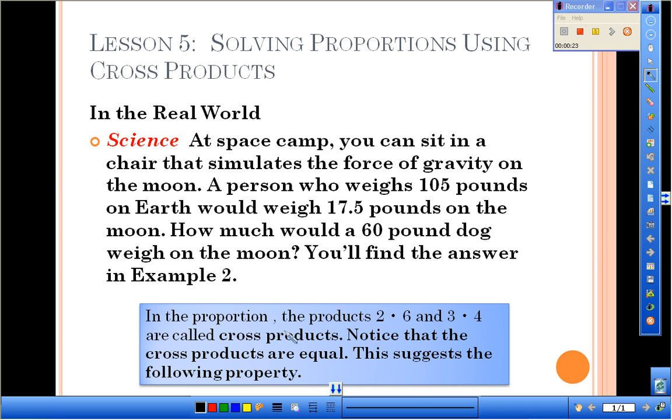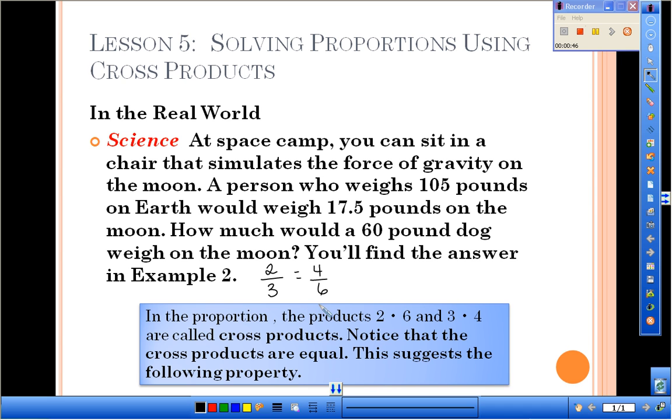Now, we're missing a proportion here, so I'll just write it in for you. In the proportion, 2 is to 3 as 4 is to 6. This is a proportion. They're equivalent ratios. If you were to reduce 4 over 6, you would get 2/3. So that's how you know that these are equivalent ratios.